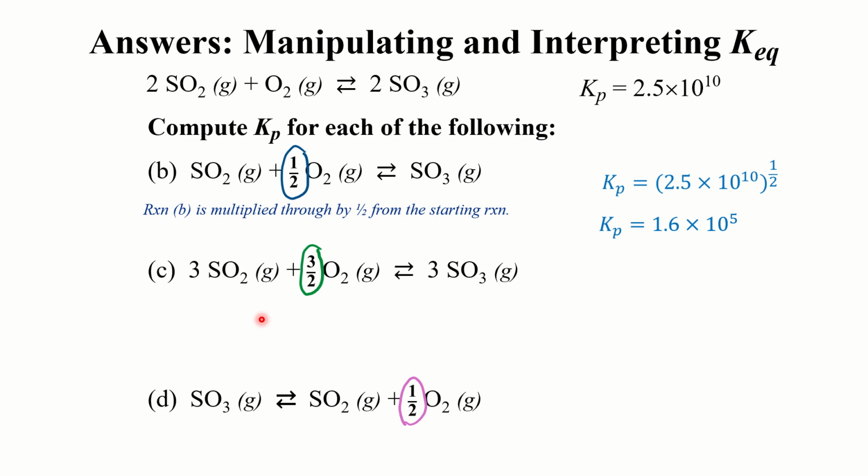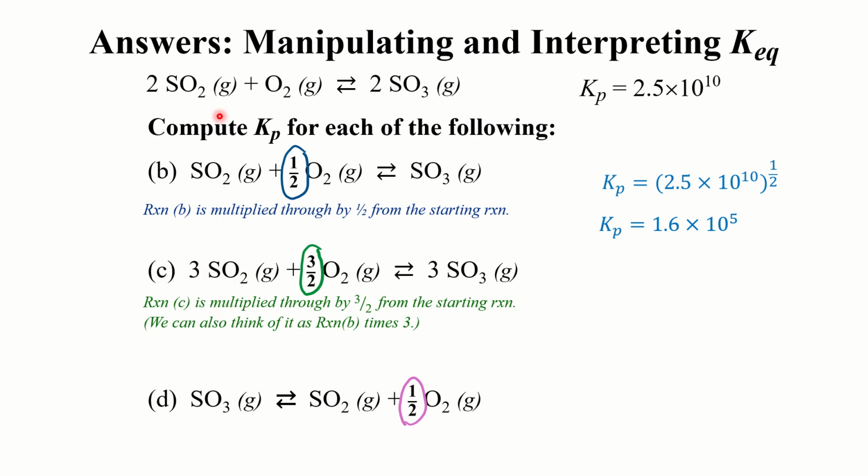Letter C here, it looks like it's been multiplied through. If you look at reaction C, we still have the same species on the correct sides. SO2 and O2 are on the left, SO3 is on the right, but it looks like it's been multiplied by 3/2, right? SO2 went from 2 to 3. O2 went from 1 to 3/2, that's the big giveaway. And SO3 also went from 2 to 3. So reaction C is the original reaction multiplied by 3/2. So you should take that Kp expression and raise it to the 3/2 power, and you would get an answer of around 4.0 times 10 to the 15th.